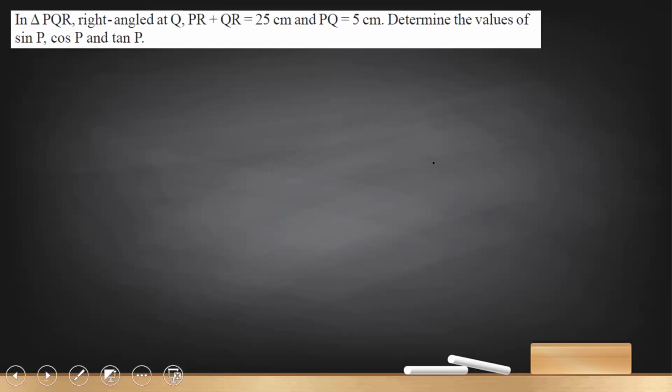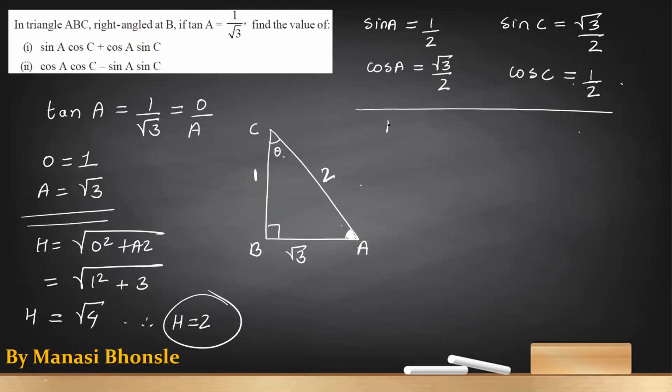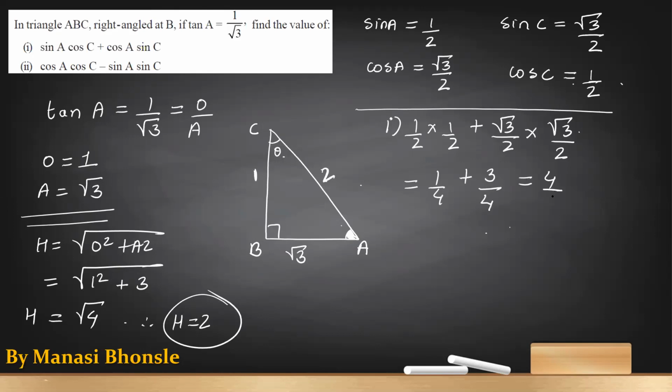So the first one tells you sine A into cos C plus cos A into sine C. Now what is sine A? Sine A is 1 by 2 into cos C, which is again 1 by 2, plus cos A is root 3 by 2 into sine C, which is again root 3 by 2. So what do we have? This is 1 by 4 plus 3 by 4, 4 upon 4. This is going to be 1. First one is 1, that is the answer.